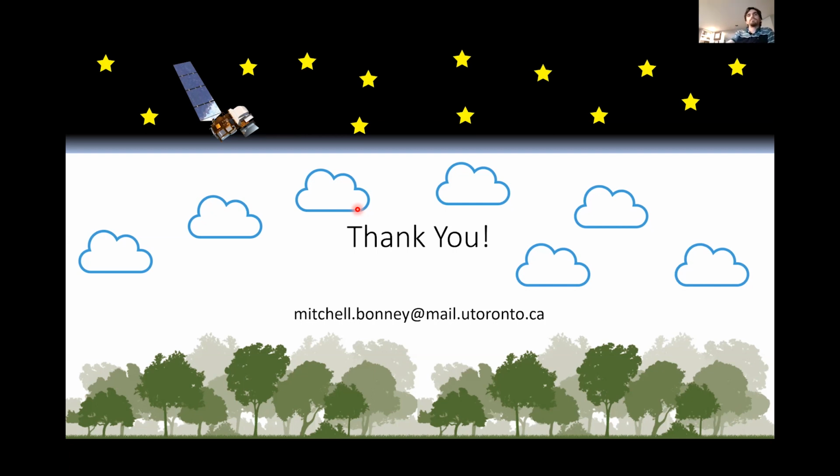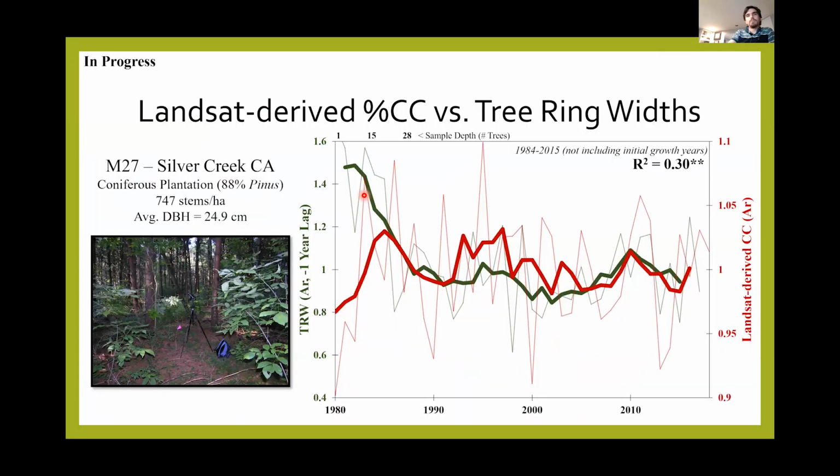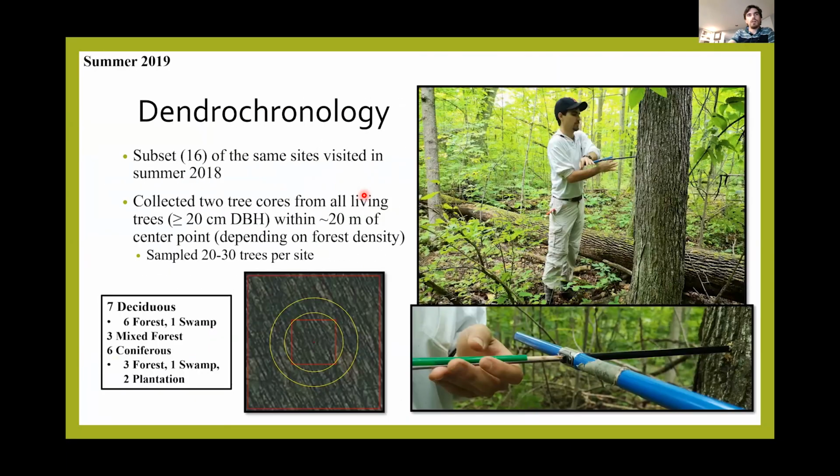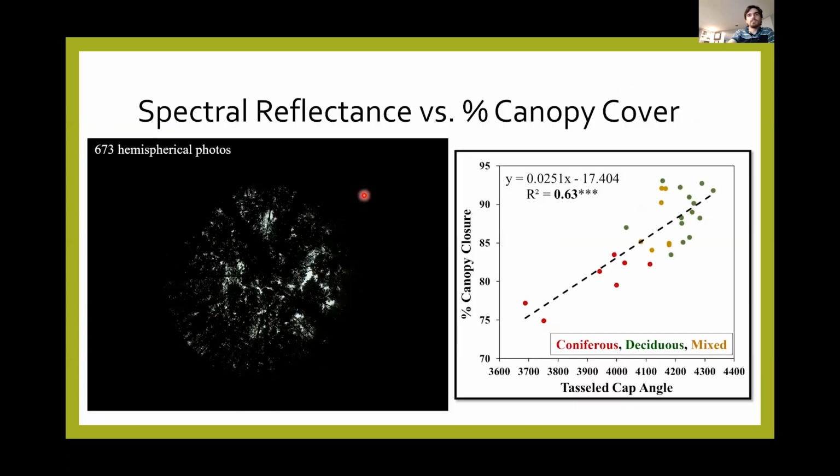Somebody asked, what do you mean by %CC? Yeah, so that's percent canopy cover. That's based on those hemispherical photo analyses. Percent canopy closure, I guess, is technically the term. It's pretty much the percent of the white sky versus the percent of the black leaf and wood parts in these hemispherical photographs.